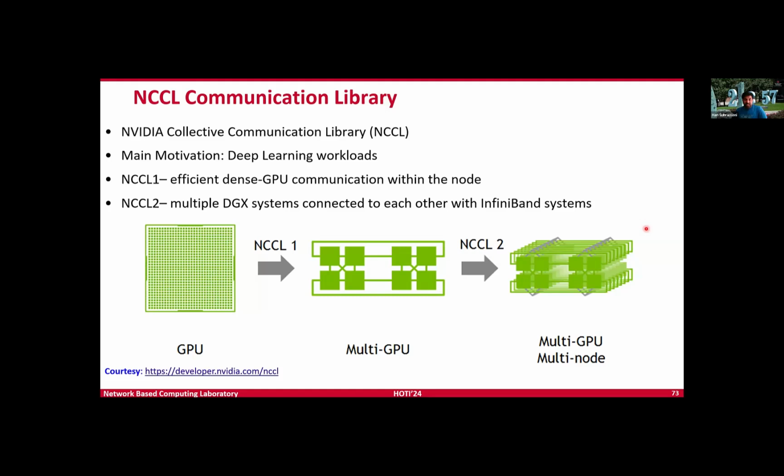It gives you excellent performance for intranode and internode communication on NVIDIA GPU-enabled systems. Now, although it's called the Collective Communication Library, over its lifetime, it has evolved to support point-to-point operations as well. And now the latest version of NCCL supports a variety of collectives like all-to-all, all-gather, all-reduce, broadcast, and point-to-point communication primitives.